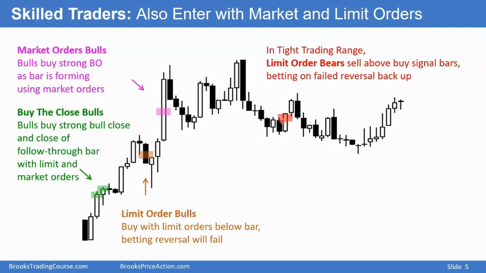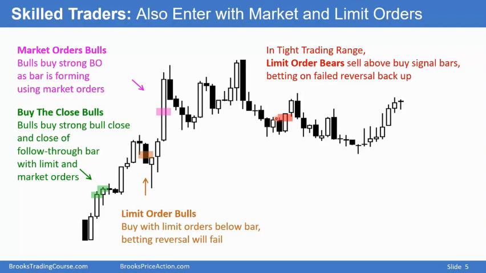Bears will bet that there'll be sellers above the high of this bull bar and a second leg sideways to down. They'll therefore sell with a limit order at the high of the prior bar and possibly add on higher looking for a scalp. They're betting that the breakout above the high of this bull bar will fail. There'll be sellers above and the market will trade down far enough for a scalp.